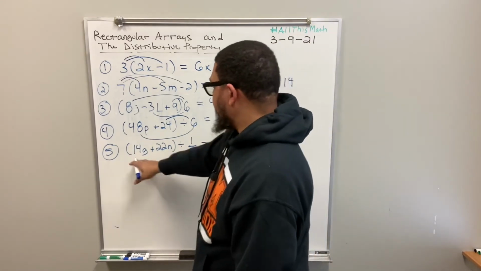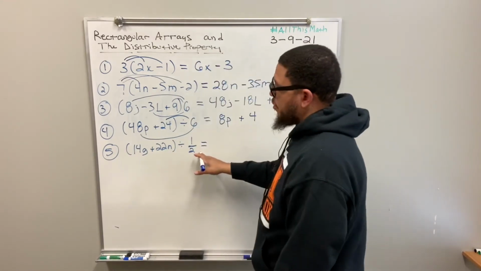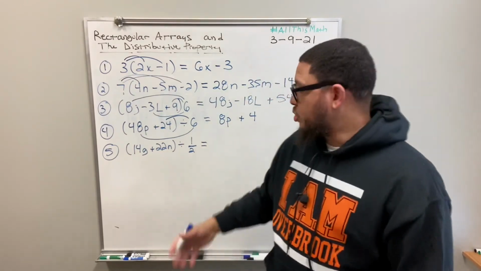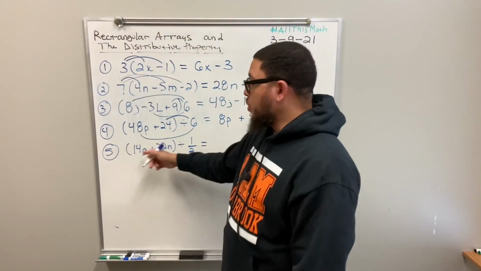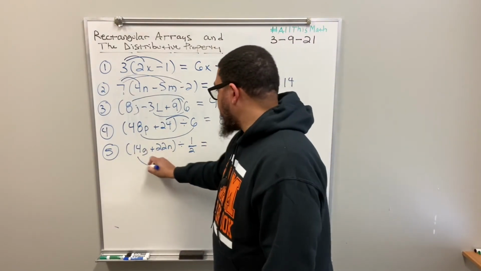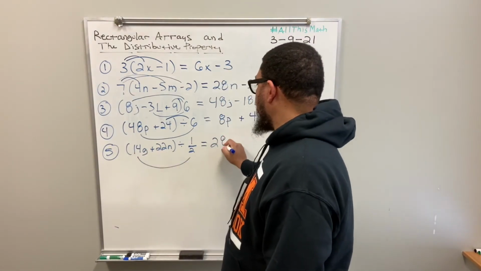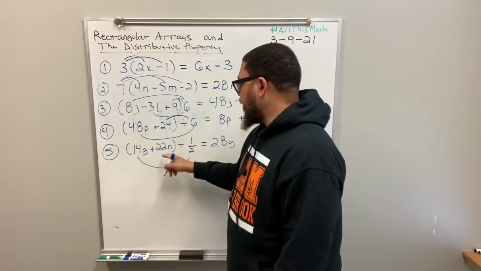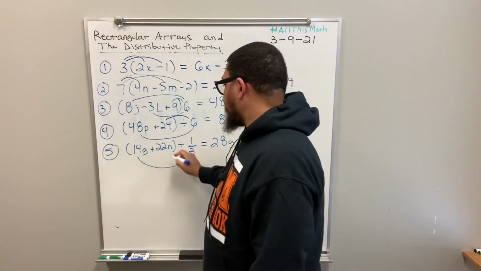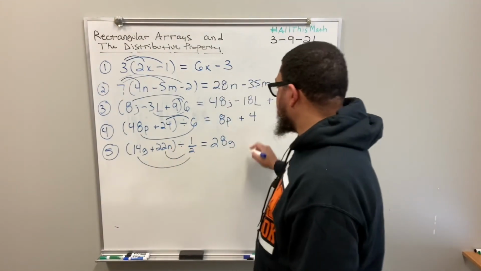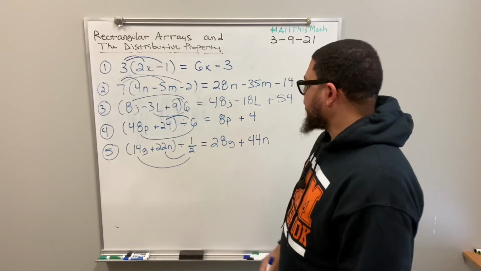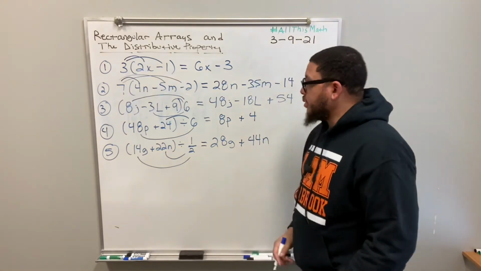Now, 14g divided by 1/2, that's the same thing as 14g times 2, right? Because 2 is the reciprocal of 1/2. So 14 times 2 I know is 28. So that means this is 28g. And then I do the same thing with 22n. 22n divided by 1/2 is the same thing as 22n times 2. So that's going to be 44n. And we are done.